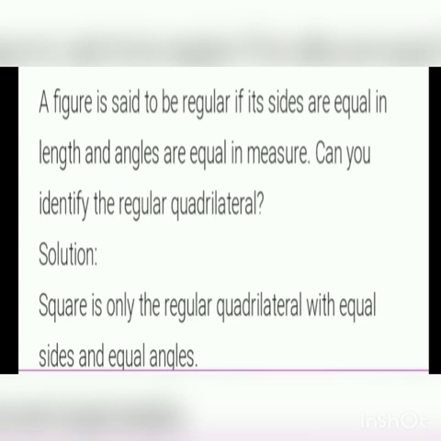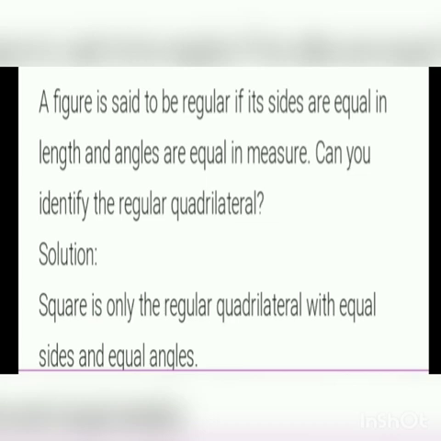So which quadrilateral has that property? All the sides and all the angles are equal. Yes, very good. A square. The square is the only quadrilateral with equal sides and equal angles, because a rhombus has all the sides equal but not all the angles equal, so we cannot say a rhombus is a regular figure. In the case of quadrilateral, we say which one? Square. Clear? So a square is a regular quadrilateral.